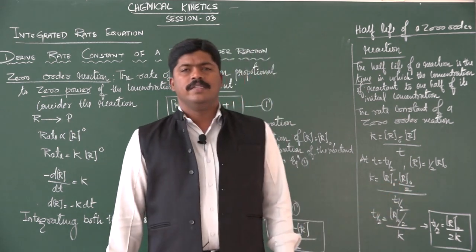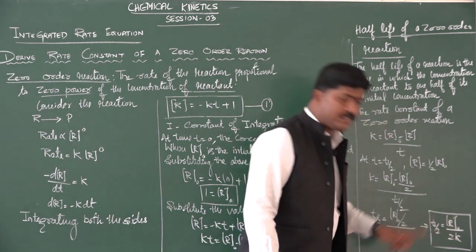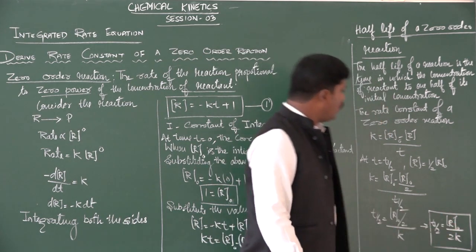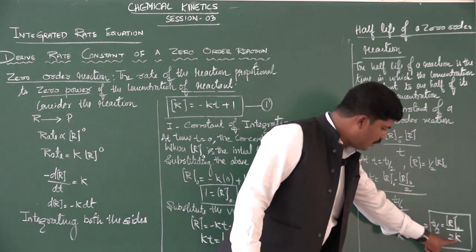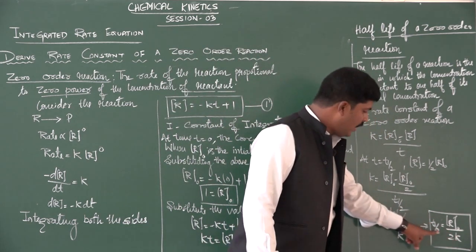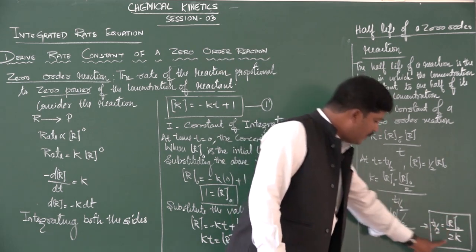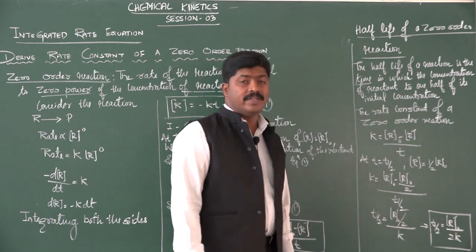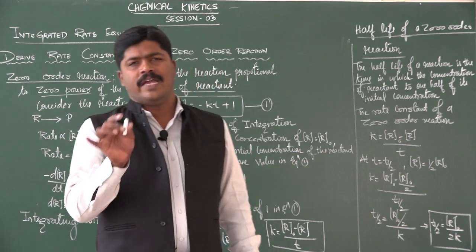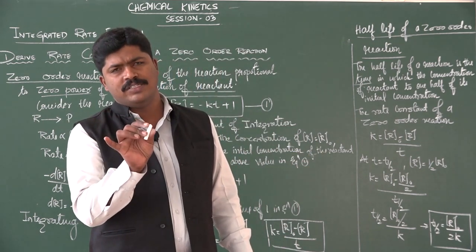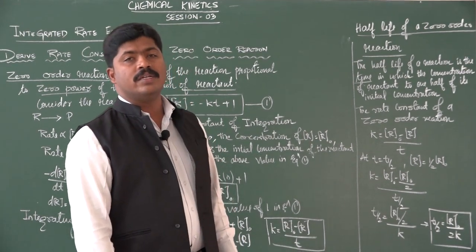Now, the half life of a zero order reaction is directly proportional to initial concentration. What is R naught? R naught is the initial concentration of the reactant, and the half life is inversely proportional to the rate constant. Remember, T half is directly proportional to R naught, but inversely proportional to k. What is k? k is a rate constant. So, the definition of half life is very simple: time taken to reduce to half of its initial concentration.